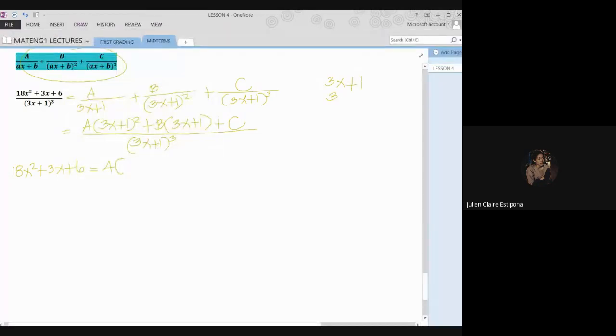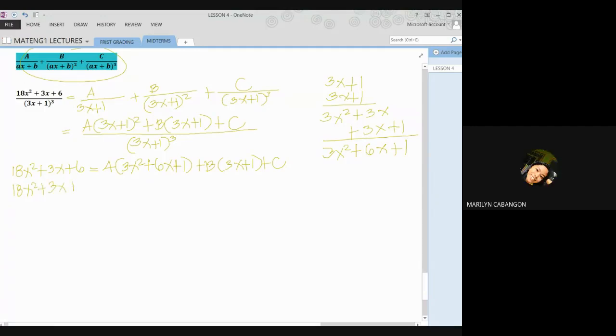3x plus 1 multiplied by 3x plus 1, that is (3x plus 1) squared, plus 3x plus 1, that will give us 3x squared plus 6x plus 1. So we copy this one, that is 3x squared plus 6x plus 1. Plus, we copy that, that is b multiplied by 3x plus 1, plus c.